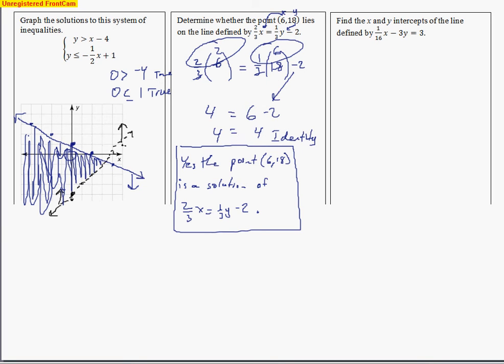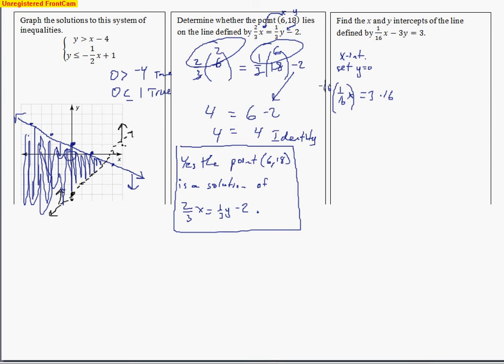The next one asks us for x, y intercepts. So for the x-intercept, I'm going to end up setting y equal to 0 and cover that term up. And I'm left with 1/16 x equals 3. So I'm going to multiply by the reciprocal to cancel out that fraction. Do the same thing on this side.